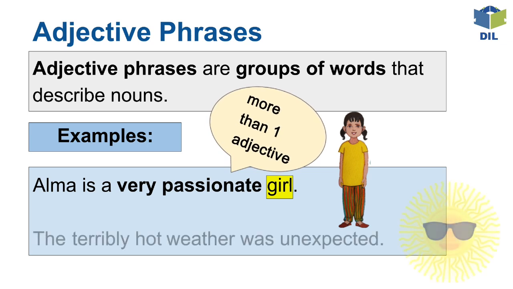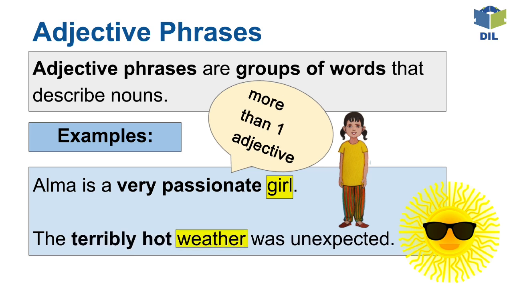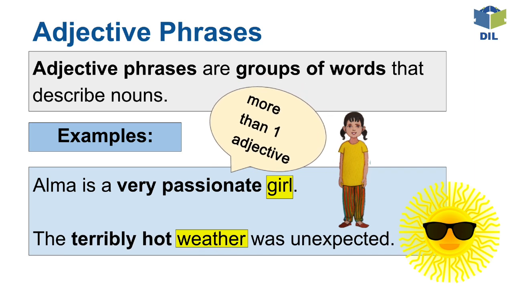The terribly hot weather was unexpected. What adjectives do you notice in this sentence? Great job! The adjectives are terribly and hot. They are both describing the noun weather. Because there is more than one, this is an adjective phrase.